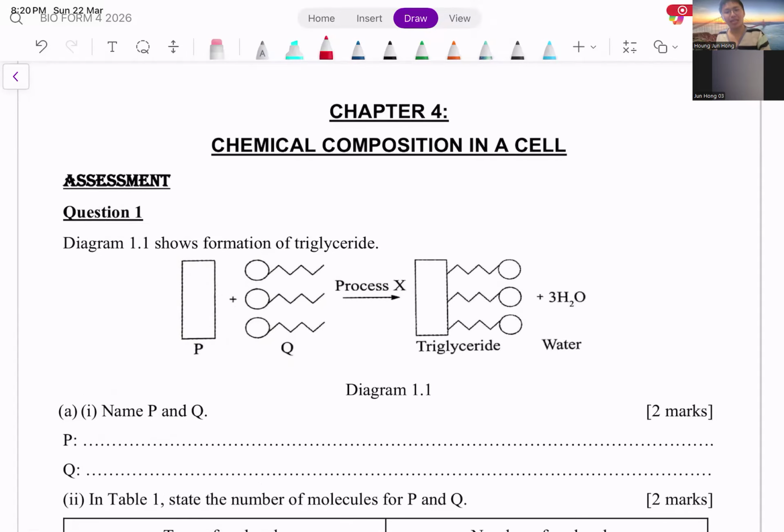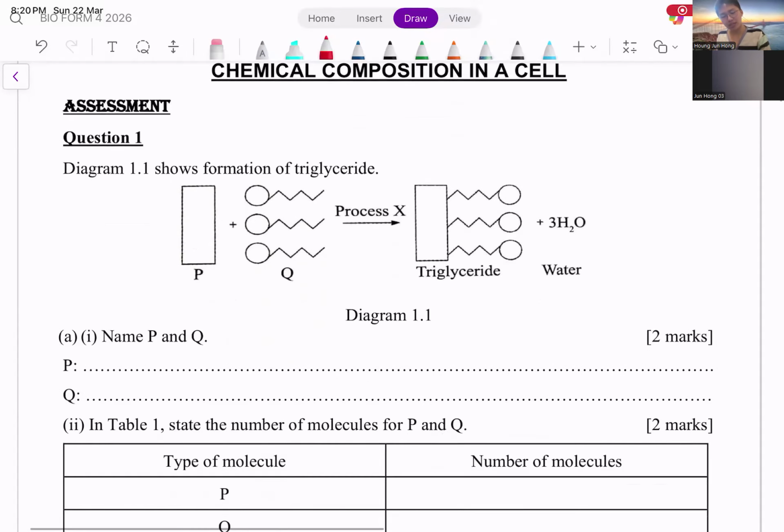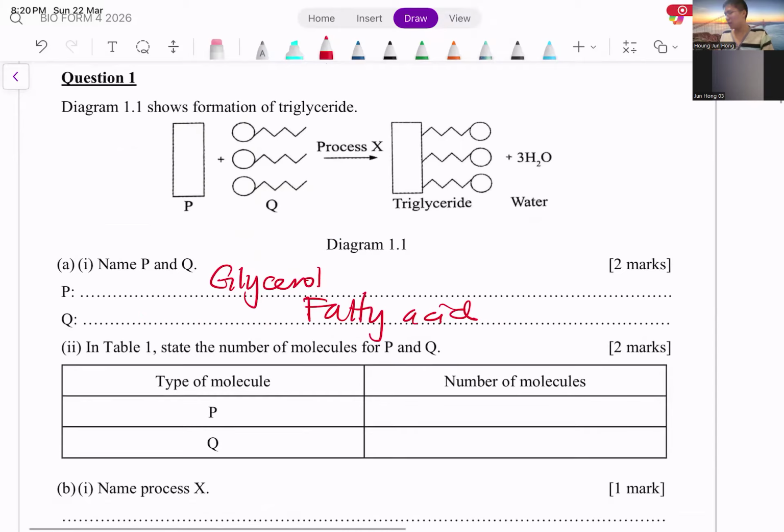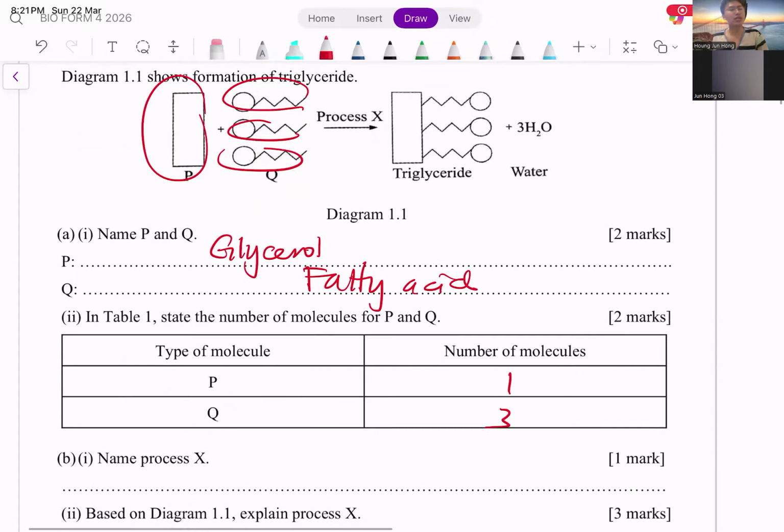This is really, really simple. You should know. This is a glycerol together with 3 fatty acids. So this is P and Q. And a very, very simple bonus question. What is the number of molecules? 1 and 3. Just count now. 1, 1, 2, 3. 1 and 3. This is literally bonus marks, 4 marks.